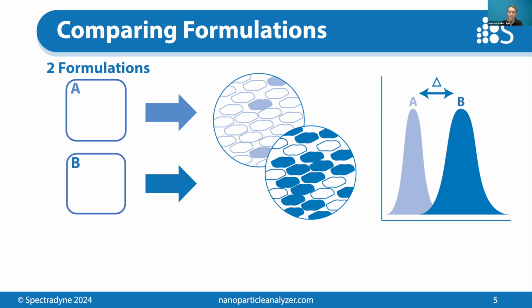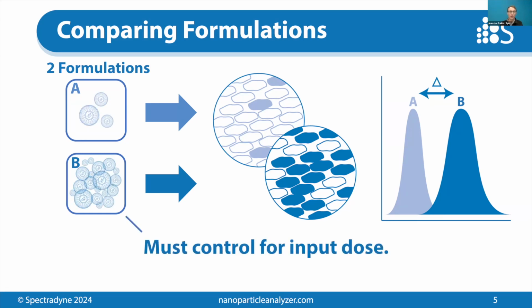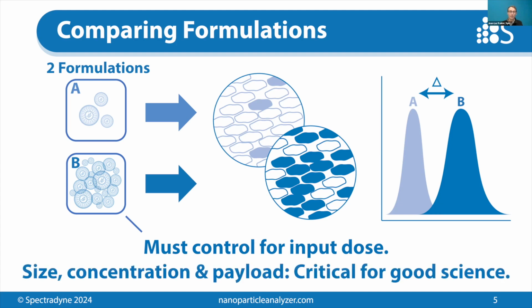B produces more fluorescent cells than formulation A. But nobody here would consider doing this experiment without first controlling for the dose of the sample. It's really critical to know whether you're putting in the same amount of A and B or not, right? If you put in 10 times as much of B, it's reasonable to expect you get a different response in the system. And so it's very critical, really, for basic good science to be able to measure the size, concentration, and payload of these nanoparticles at the input to this experiment.